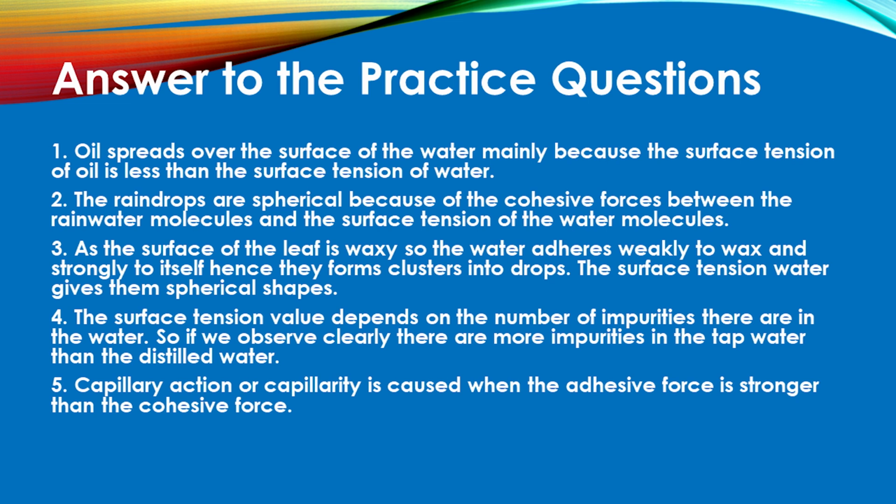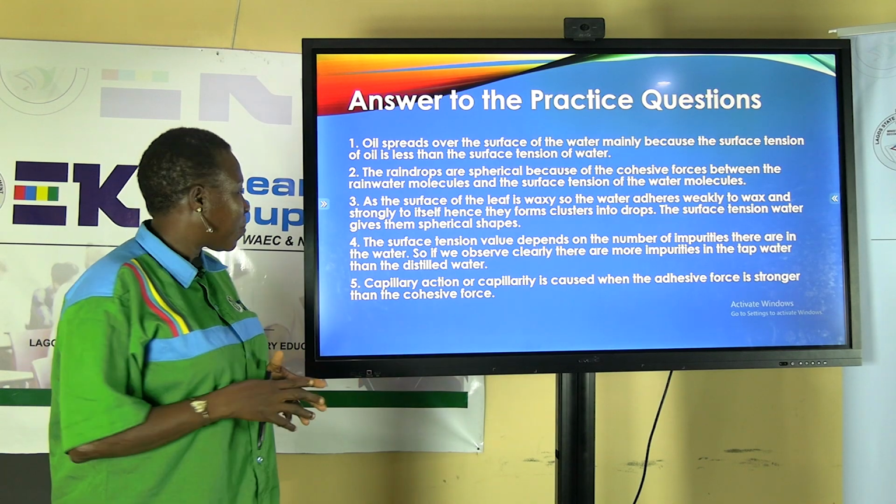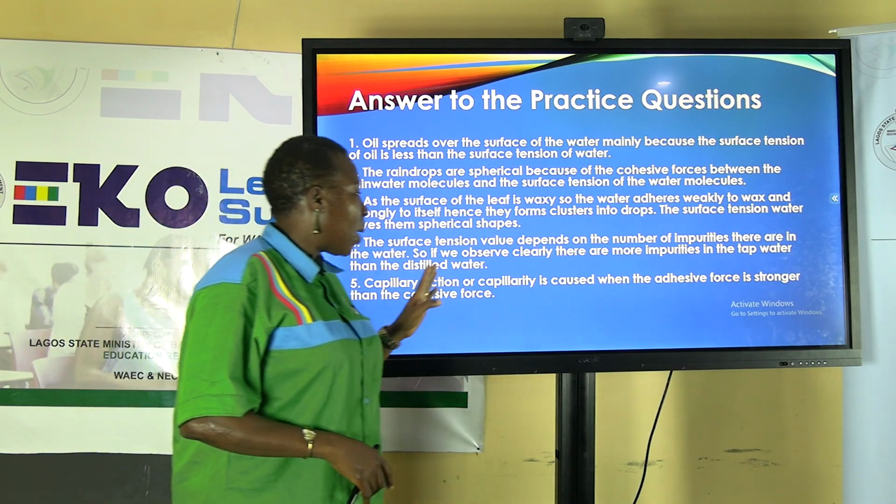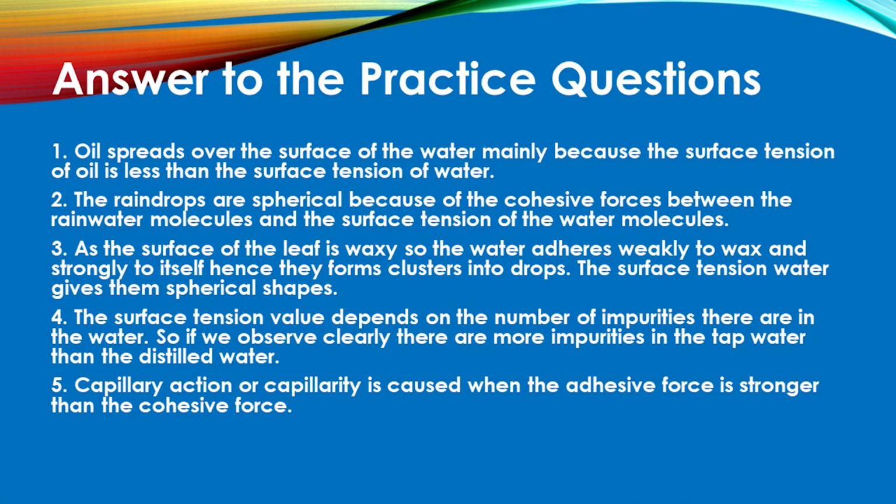The fourth answer. The surface tension value depends on the number of impurities there are in the water. So if we observe clearly, there are more impurities in the tap water than the distilled water. And lastly, capillary action or capillarity is caused when the adhesive force is stronger than the cohesive force.